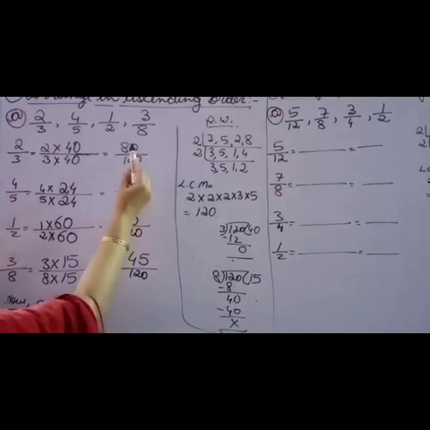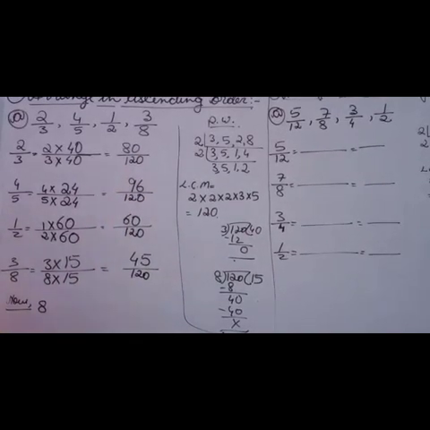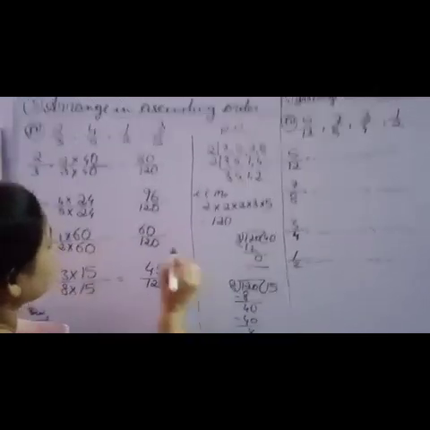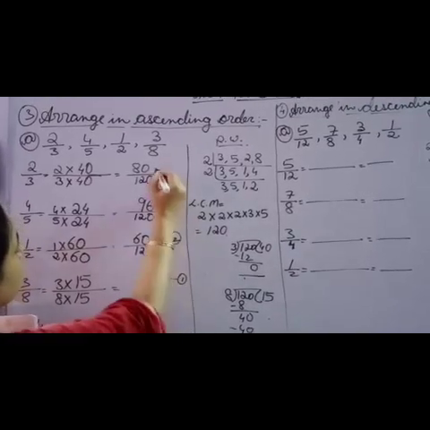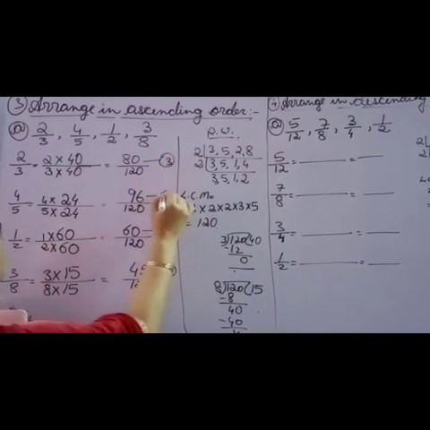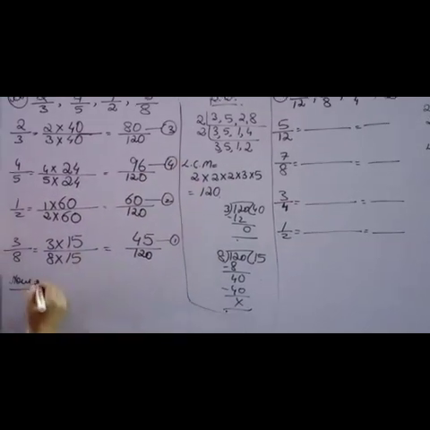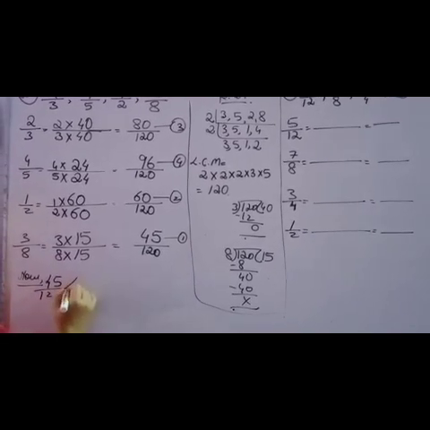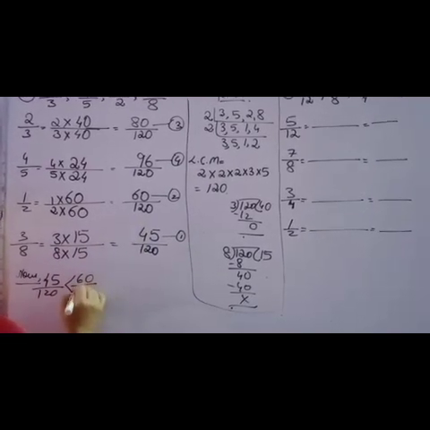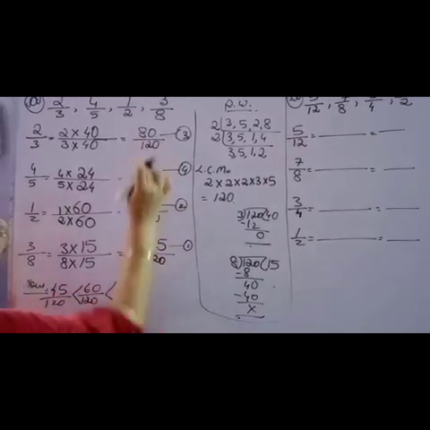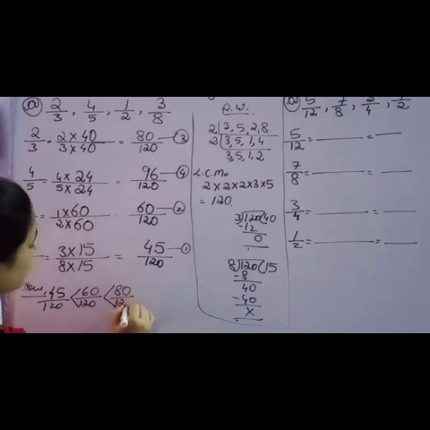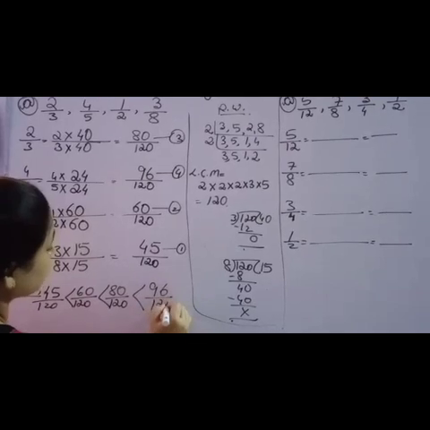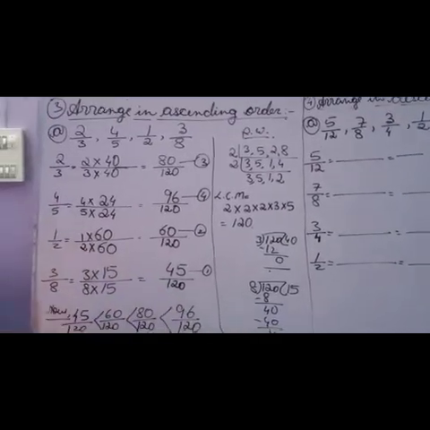Now children, which is the smallest number here? I find the smallest number, this one. Second smallest, I find this one. And the third smallest, this one. And the biggest, I find this one. Okay, so let me write this one. First, 45 by 120 is smaller than 60 by 120, is smaller than 80 by 120, is smaller than 96 by 120. Now write the original fractions.